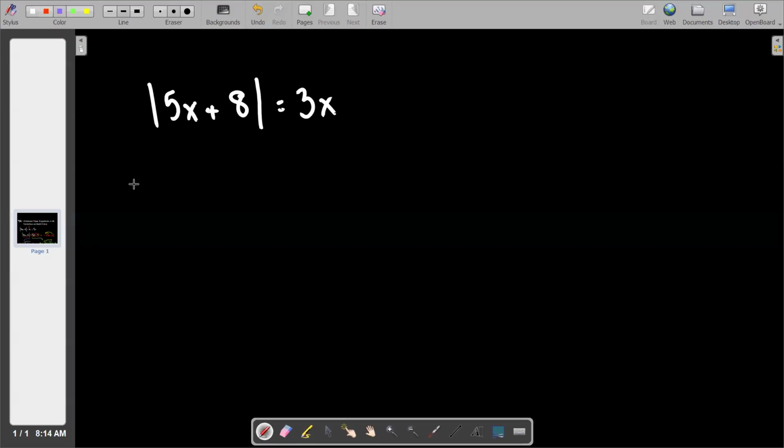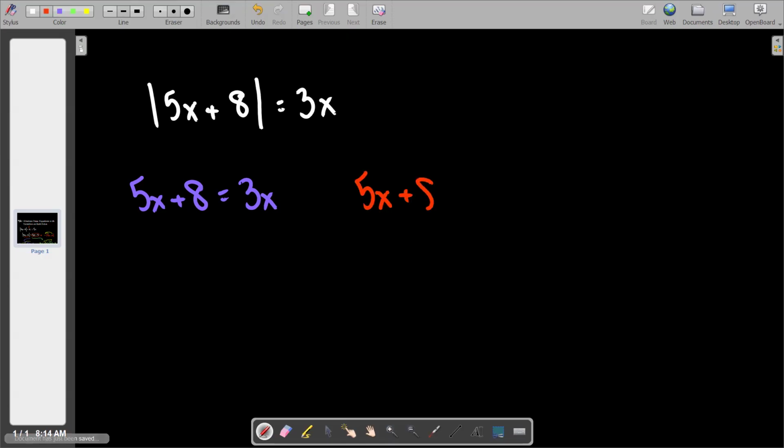So one of the equations is going to say stuff inside, maybe you, equal exactly what I see. The other equation says stuff inside, maybe you, equal the opposite of what I see.